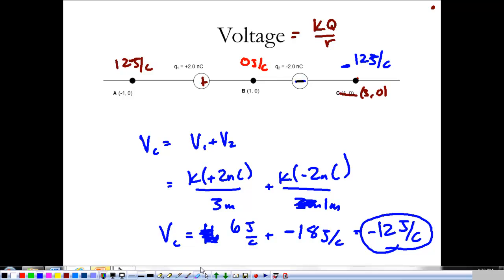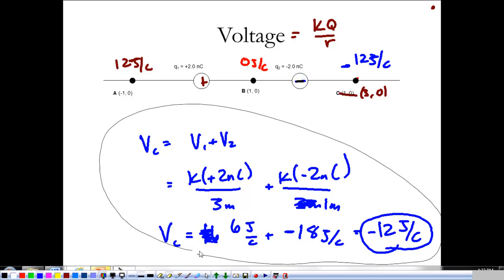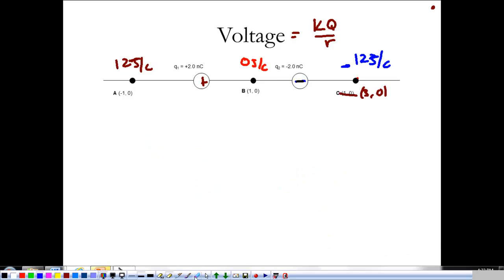Now, as a bit of shorthand, instead of writing joules per coulomb the whole time, we had a man named Emil Volta who so generously donated his name. So we're going to say that 1 joule per coulomb is equal to a volt. That's how we're going to define it.